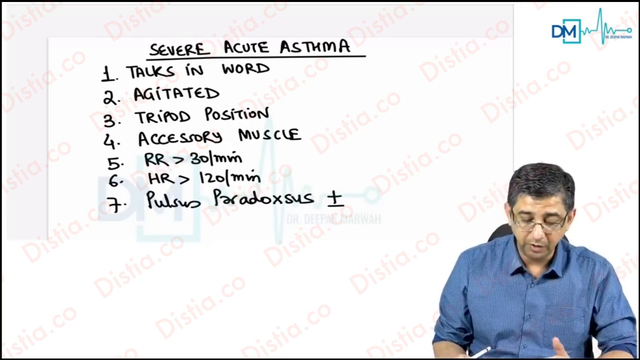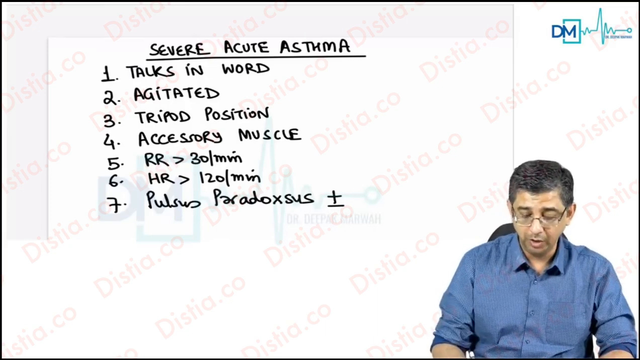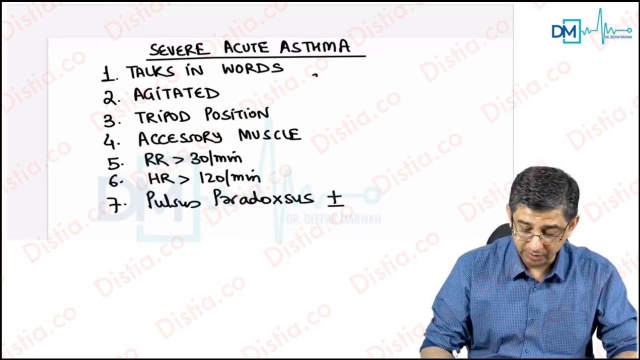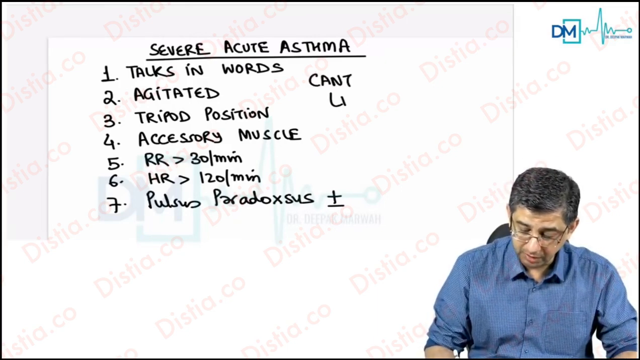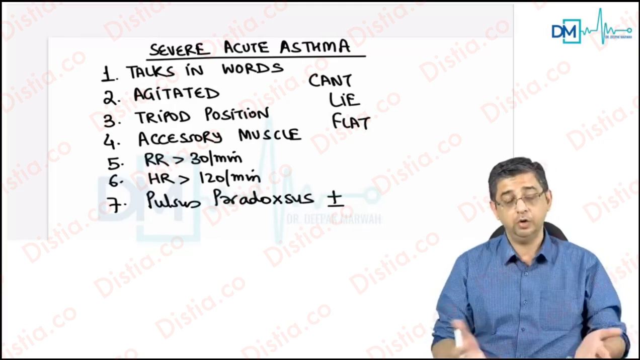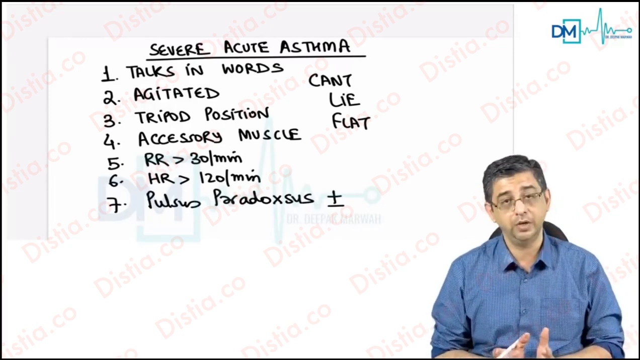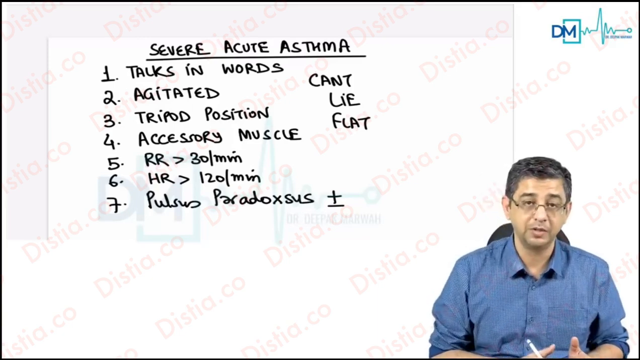Rather, the features that are said on the top, that is, a person is not able to communicate with you, that is more important, or he can't lie flat. That's another statement that I can say. Ask an asthmatic patient to lie flat in the bed. He's not able to do that, and he can't even talk to you. That's definitely a cause of concern. This means that the person has landed up in severe acute asthma where FEV1 is less than 40%.